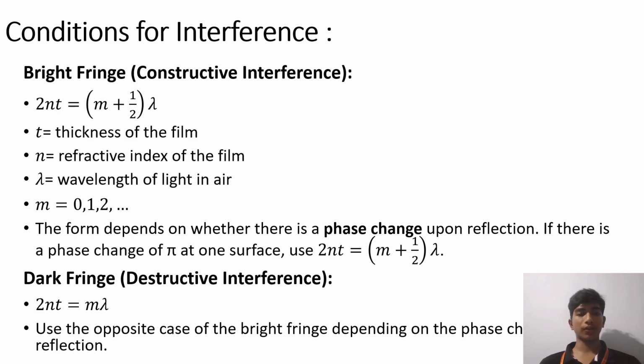The form depends on whether there is a phase change upon reflection. If there is a phase change of pi at one surface, use 2nt equals (m plus 1/2) lambda. And coming to the condition for dark fringe, 2nt equals m lambda. Use the opposite case of bright fringe depending on the phase change of reflection.